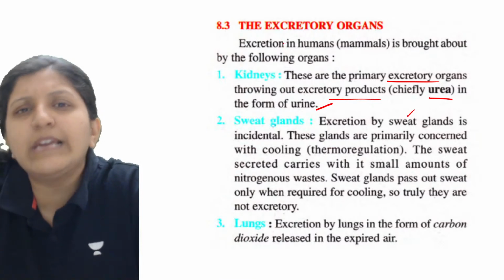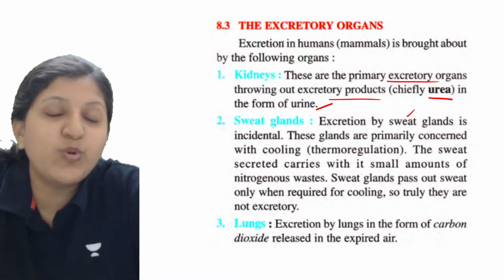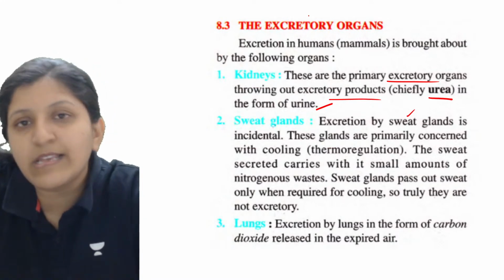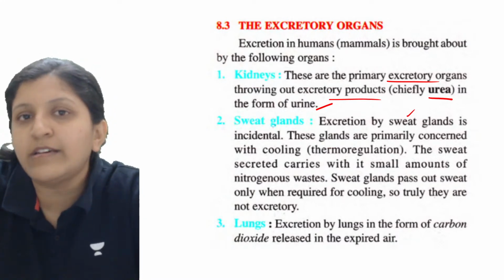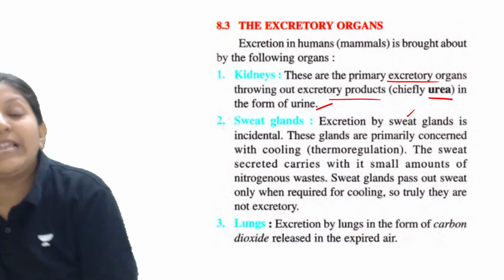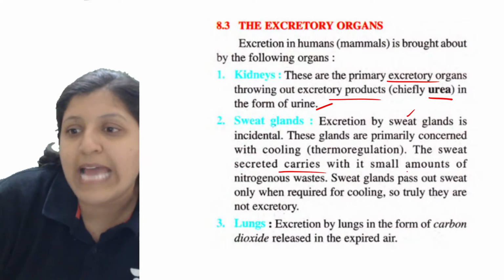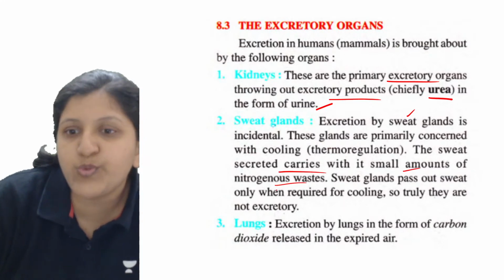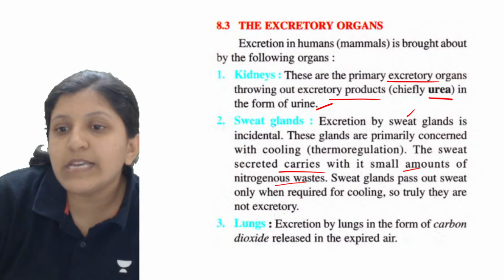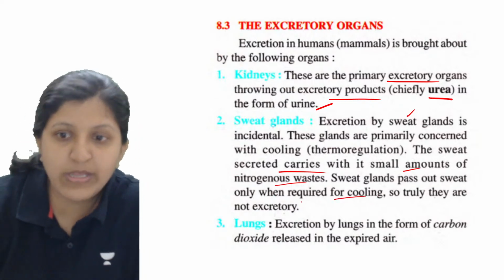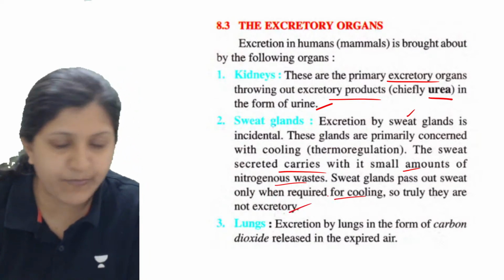Since only a trace amount of urea gets removed, in certain cases we include the sweat glands under the excretory organs. It is mainly for thermoregulation, that is temperature regulation. The sweat secreted carries a small amount of nitrogenous waste, which passes out only when required for cooling. So they are truly not excretory.